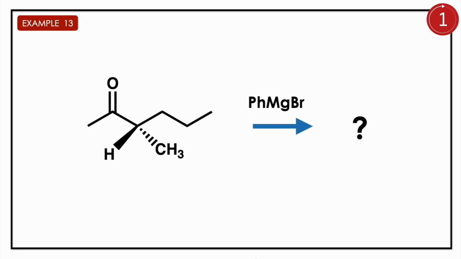Then the next example, here you have a ketone. One side you have a methyl group, another side you have a long chain. At the alpha position you have a chiral carbon that has hydrogen above the plane, methyl below the plane. You are using phenyl magnesium bromide. You should find what will be the final product.